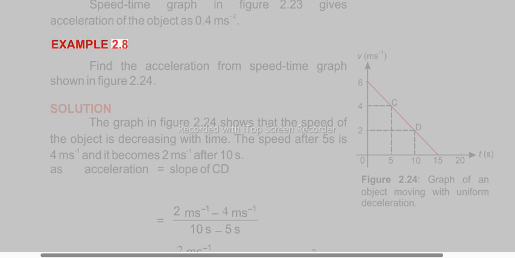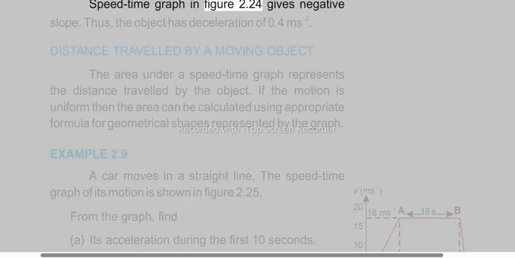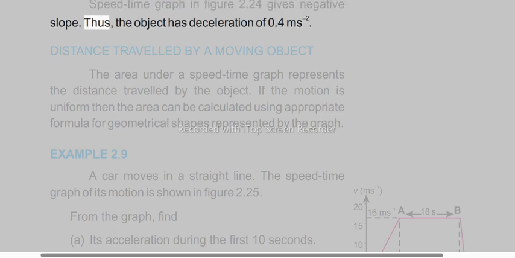Example 2.8. Find the acceleration from the speed-time graph shown in figure 2.24. Solution. The graph in figure 2.24 shows that the speed of the object is decreasing with time. The speed after 5 seconds is 4 m/s, and it becomes 2 m/s after 10 seconds. As acceleration equals the slope of CD, the speed-time graph in figure 2.24 gives a negative slope. Thus, the object has a deceleration of 0.4 m/s².